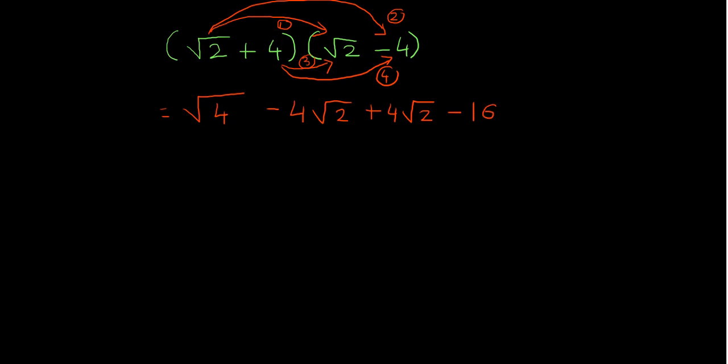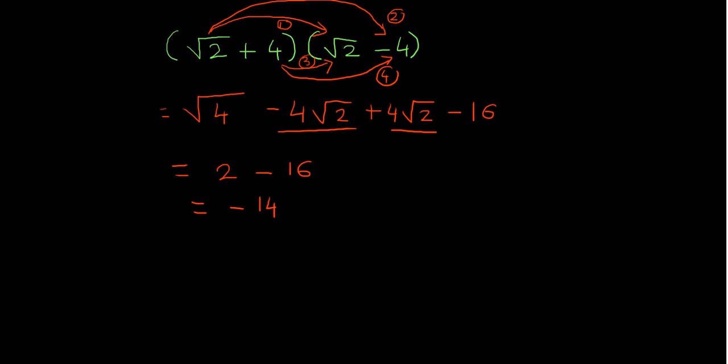And then these two here, minus 4 root 2 and plus 4 root 2, they're going to cancel out. So square root of 4 is going to be 2. These two will cancel out, minus 4 root 2 and plus 4 root 2. So that's going to be 0, and then it's going to be 2 minus 16. And 2 minus 16 is minus 14. And that would be your answer to this expansion here. So that's how you would expand two brackets which involve surds.